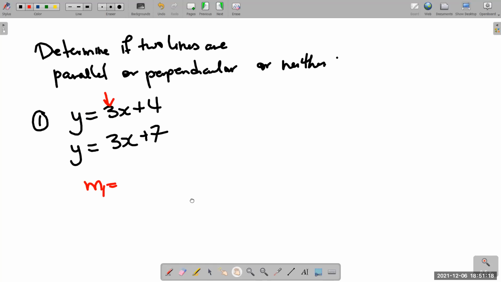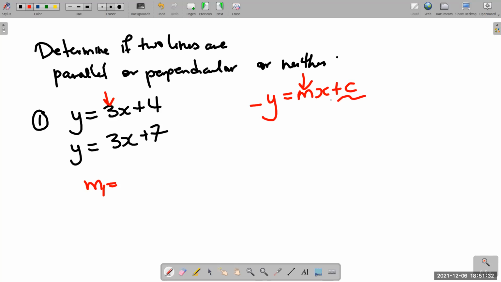So let's get that straight. Before we do anything, we must make sure that our equations look like this: y equals mx plus c. Nothing in front of the Y, something in front of the X, and plus or minus a number. Everybody with me? This is the general equation of a line. That's the first thing we need to check before we do anything. Both equations look exactly like that.